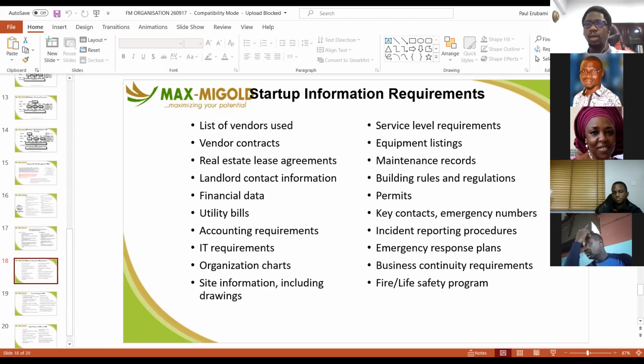Your borehole needs one, your generator emission needs one, your elevators need one, your site planning needs one, your sewage plant needs one, and so on and so forth. You need to understand the various permits you need to have in your facility. They are very, from simple to complex, depending on the organization you're working for.